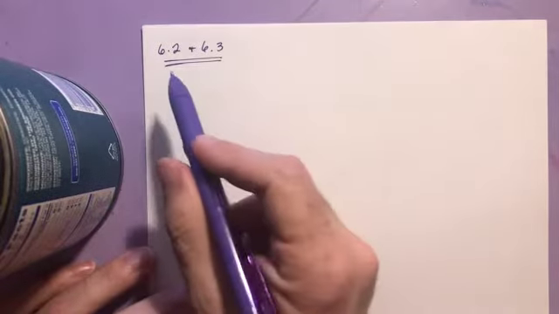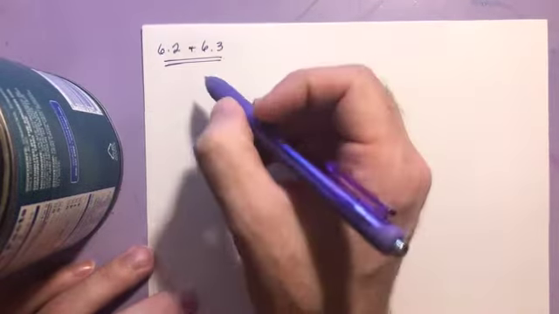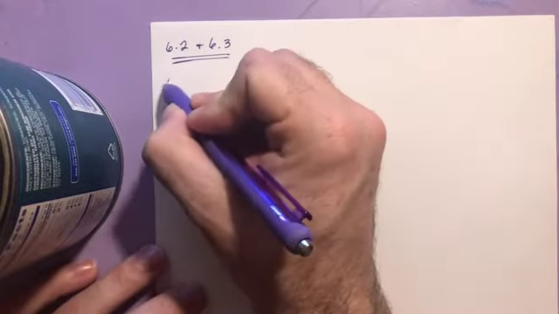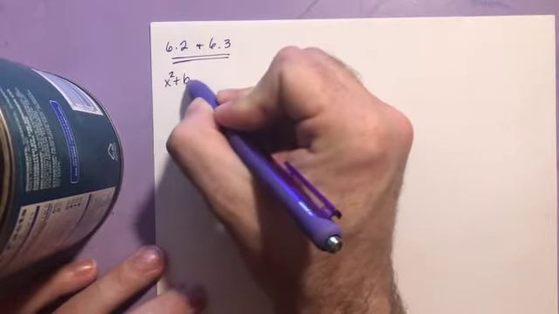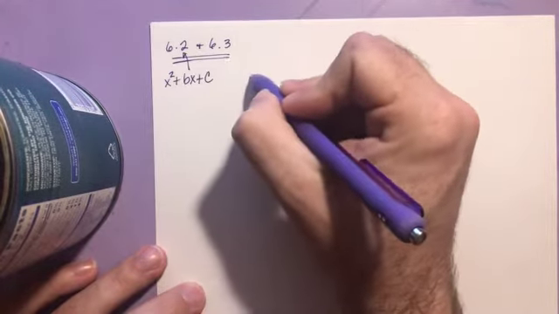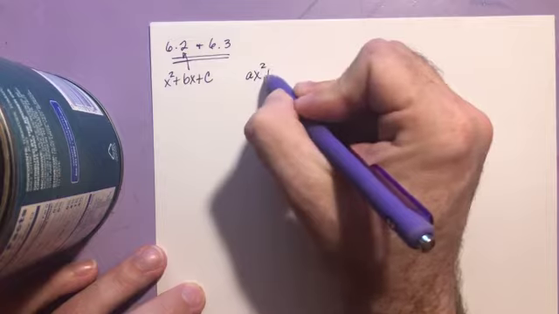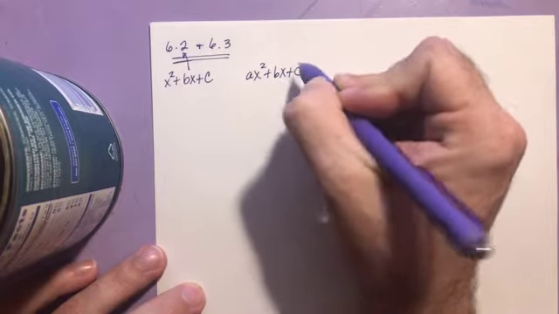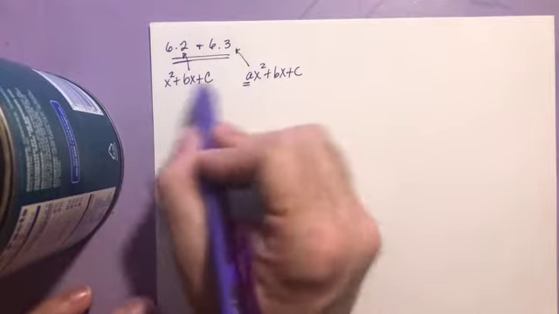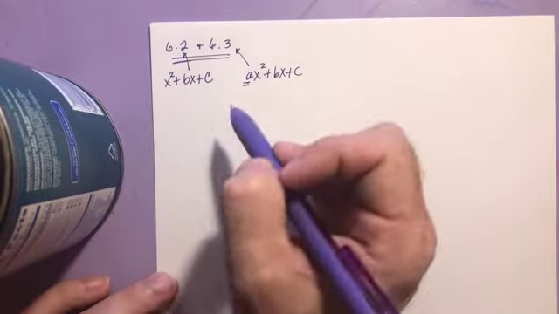This is chapter 6. We're doing 6.2 and 6.3. And in this, we're talking about the trinomial. Now, for 6.2 we have trinomials that look like this, right? And then for 6.3, we have trinomials that have a number in front besides 1. So it's really this guy that makes it different for 6.3.